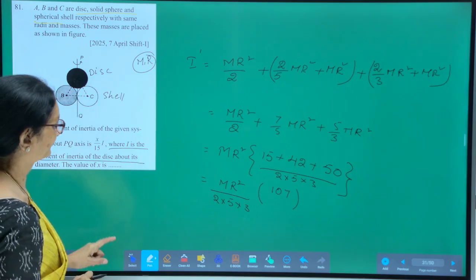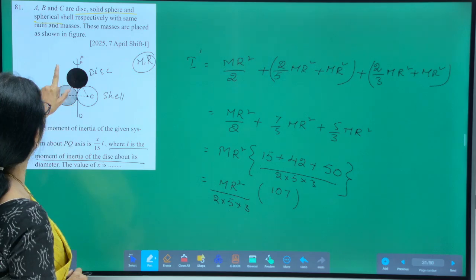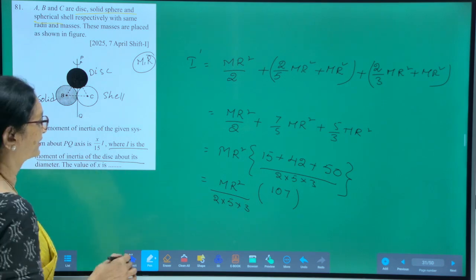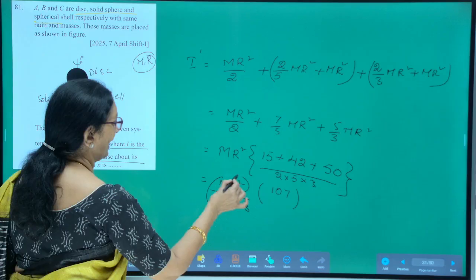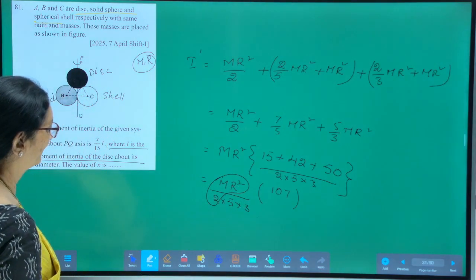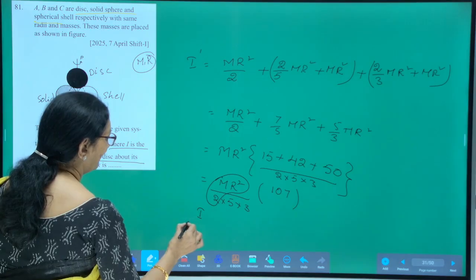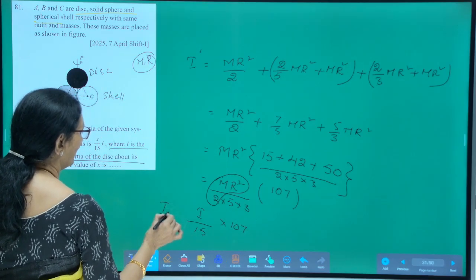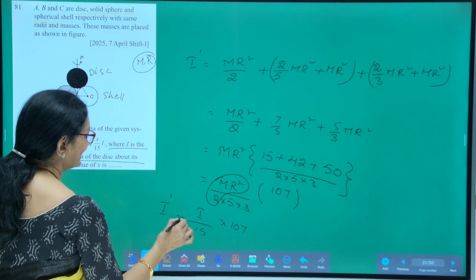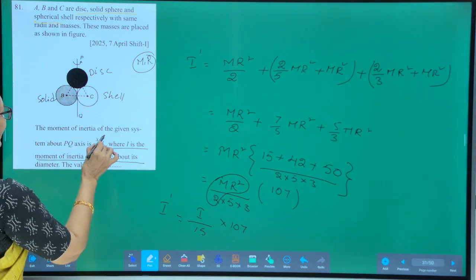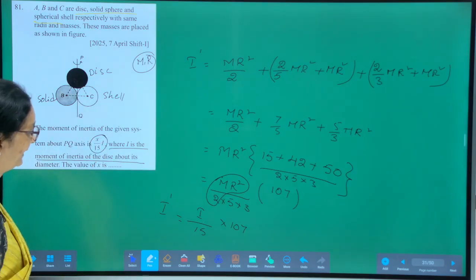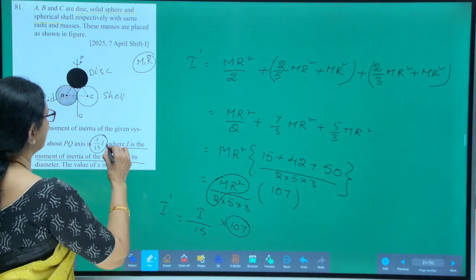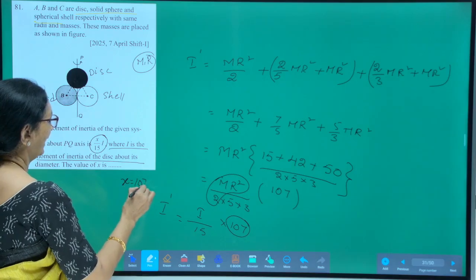So, here mr square by 2, because I is given, where I is the moment of inertia of the disc. So, I by 15 into 107. This is the moment of inertia of the entire system about this axis, but they gave it as x by 15. So, in place of x we have 107. So, x is equal to 107.